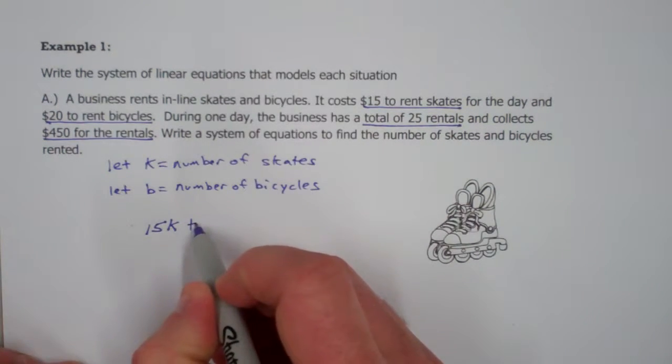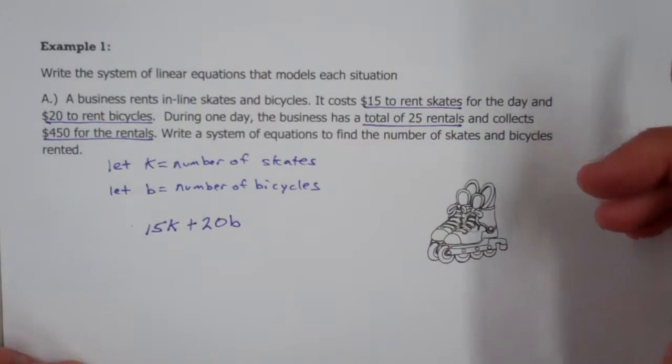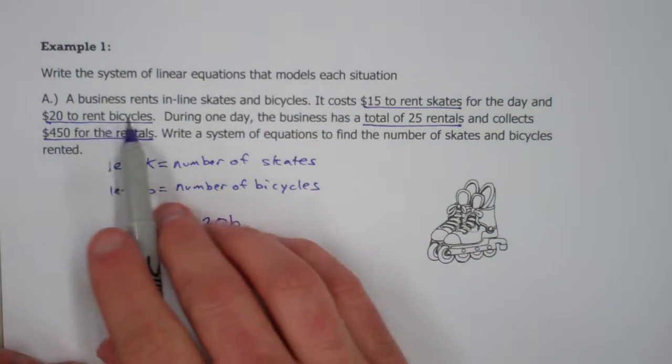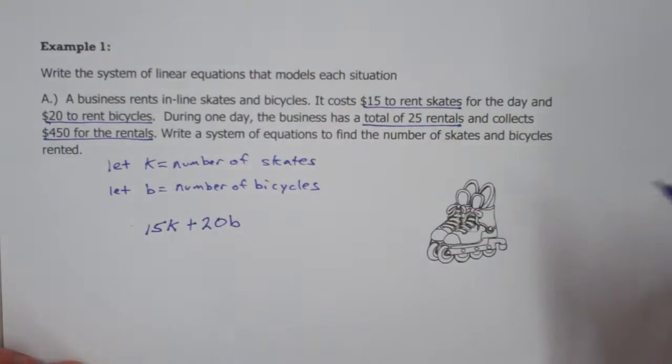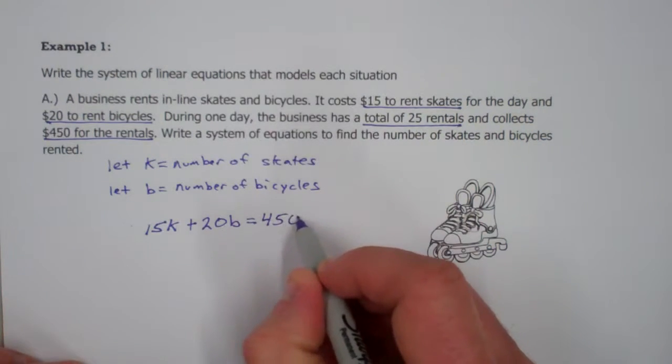We need to add the amount of money that you would get from renting the bicycles, which is 20b in this case. 20 to rent the bicycles, that's per bicycle, that's a rate. That's equal to the total, which is 450.